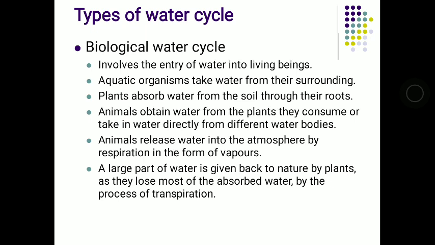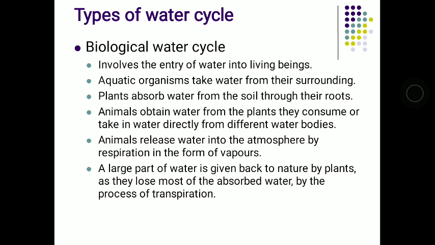The next type of water cycle is the biological water cycle. The biological water cycle, in the end, joins the global water cycle. The biological water cycle mainly involves the entry of water into living beings. Once you have drunk the water, it becomes a part of the biological water cycle. Next, aquatic organisms take water from their surroundings. Whether they are in the ocean or river, there are freshwater fish and aquatic animals and saltwater aquatic animals. They have water around them and take water as they please.